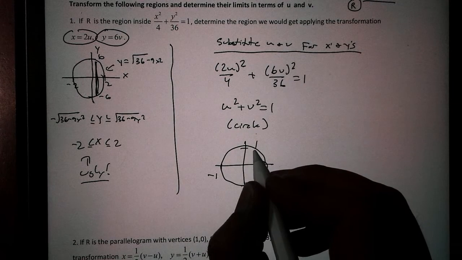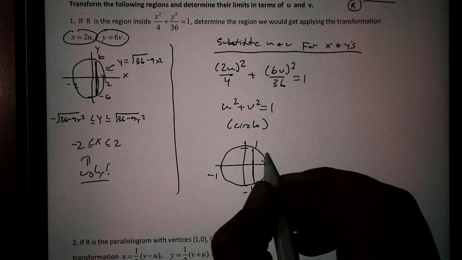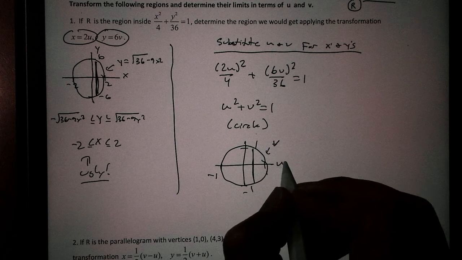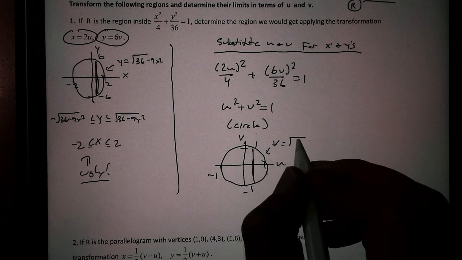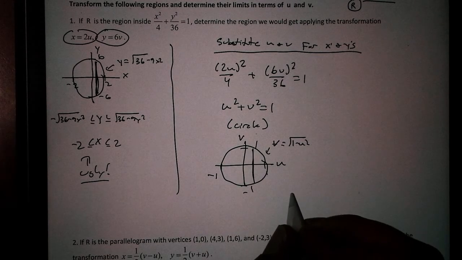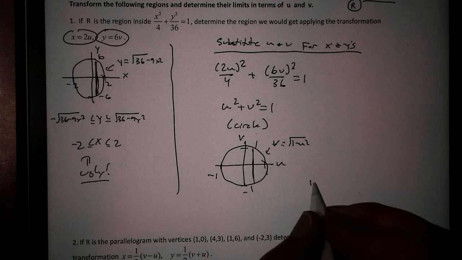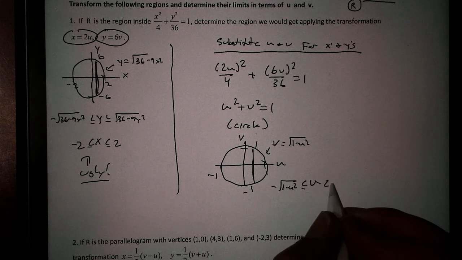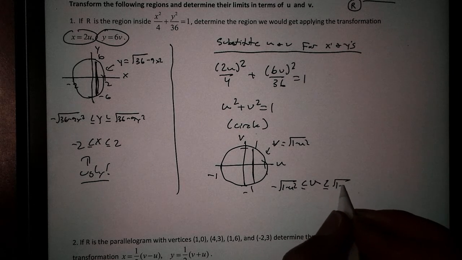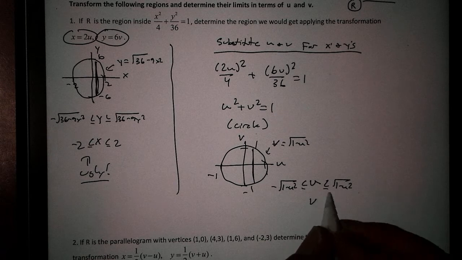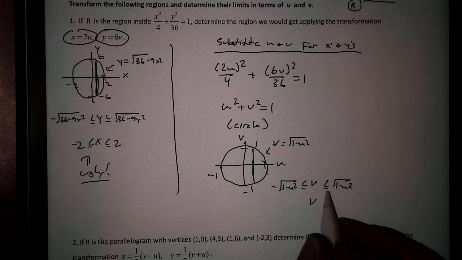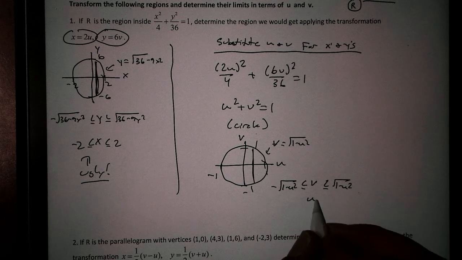If I draw my vertical line going down here, I know that my circle has the equation, remember, it's going to be v, because this time we have u and v for x and y. So v is the square root of 1 minus u squared. So my limits are going to be, my change in v is going to be from the negative square root of 1 minus u squared to the positive square root of 1 minus u squared. And our u is going to go from -1 to +1.